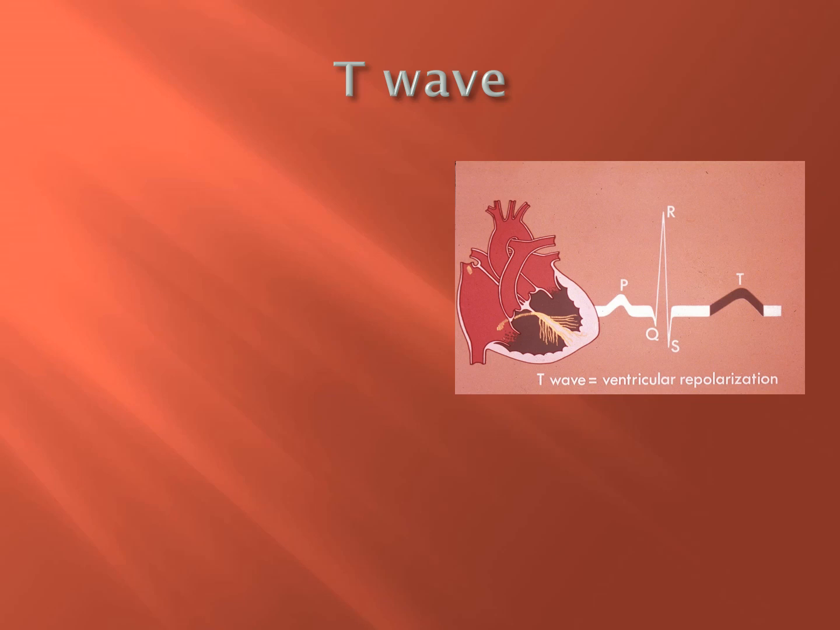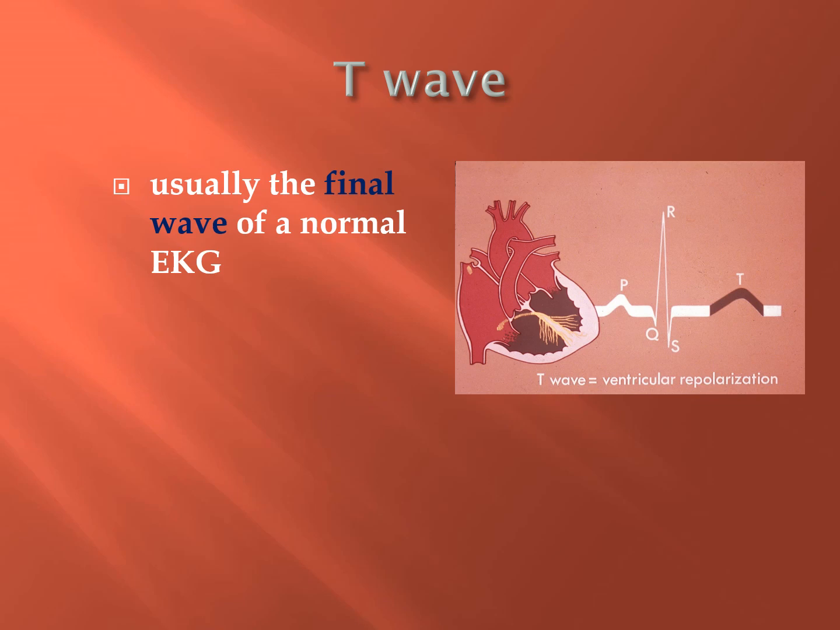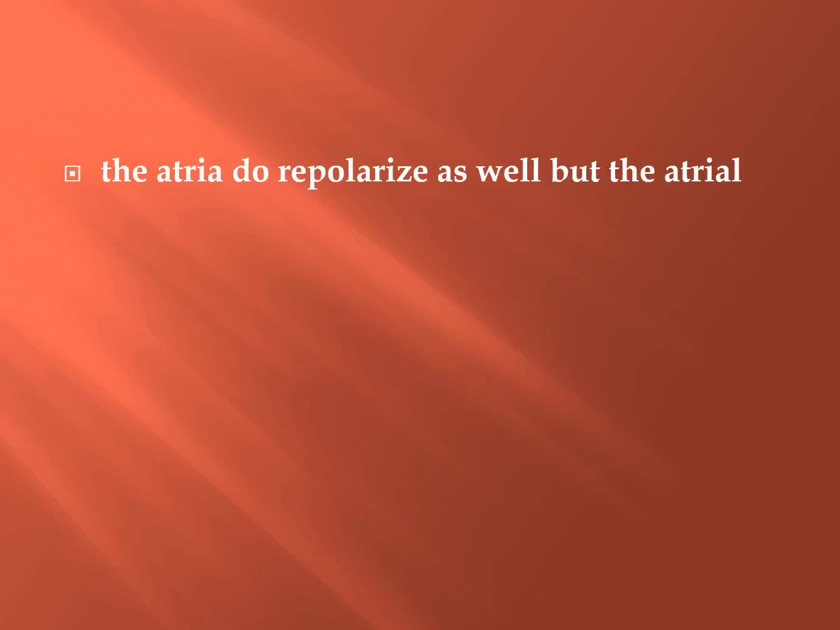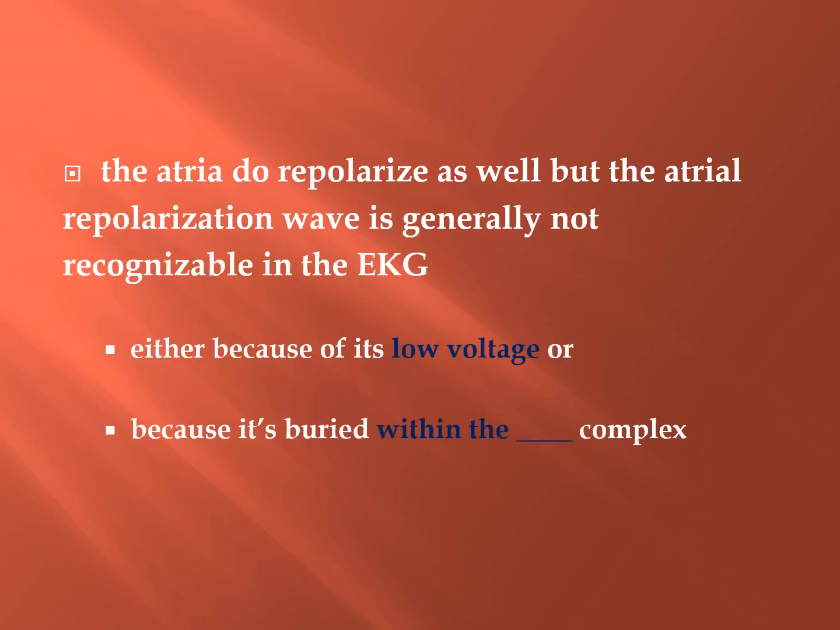The T wave. Usually the final wave of a normal EKG is the T wave. This represents repolarization of the ventricles. So repolarization of the ventricles would be a T wave. Depolarization would be the QRS complex. The atria do repolarize as well, but atrial repolarization is generally not recognizable on an EKG. So in other words, you won't see the atria repolarize. They won't give a waveform of repolarization, but you will see ventricular repolarization, which would be the T wave.